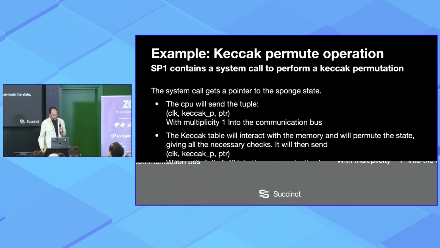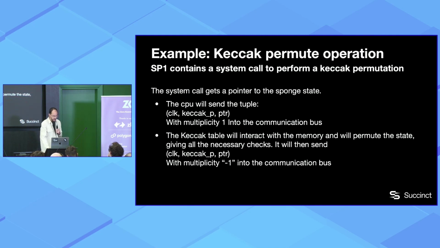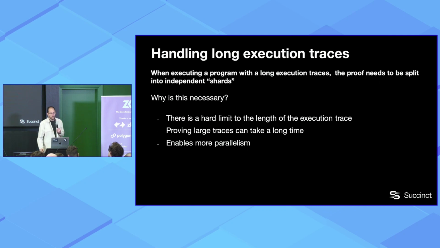Great. But now, what is the challenge? As any general purpose ZK VM has to do, if we have a large execution trace, we have to split it into several proofs. Well, first, it's necessary because the size of the trace is limited, especially in BabyBear, where it's just 2 to the 26 or something. So we really hit that limit.